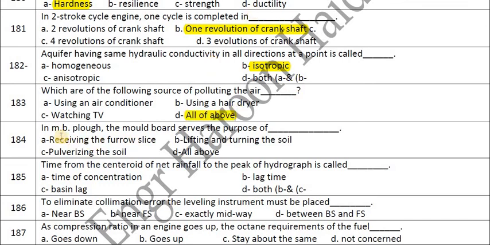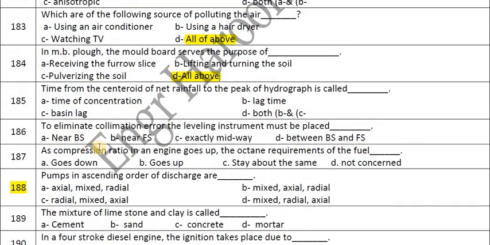In moldboard plow, the moldboard serves the purpose of receiving the furrow slice, lifting and turning the soil, pulverizing the soil, or all of above. So all of above is the correct answer. Time from the centroid of net rainfall to peak of hydrograph is called time of concentration, lag time, basin lag, or B and C. So lag time and basin lag both.